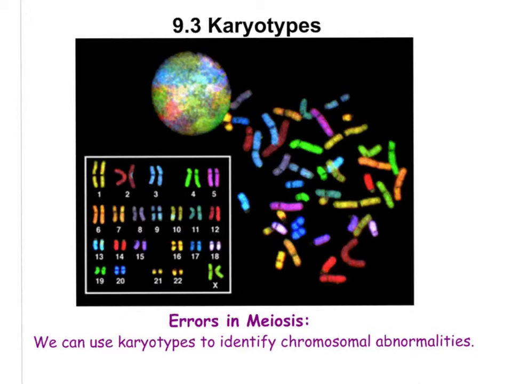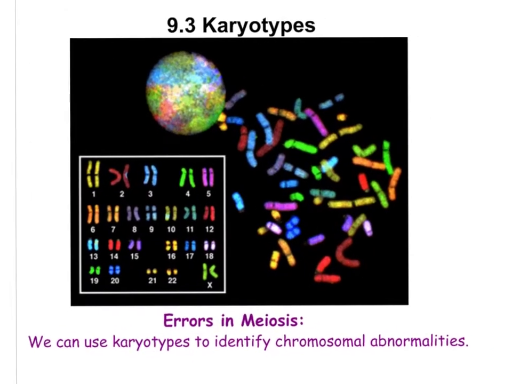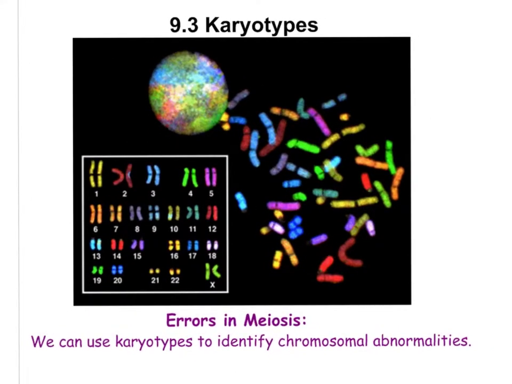Karyotypes are helpful in helping us identify chromosomal abnormalities. Whoa, excuse me, that wasn't supposed to happen. This is a picture of a karyotype. If we look at a cell and we look at all the different chromosomes, we can organize them into patterns to help us identify different abnormalities.